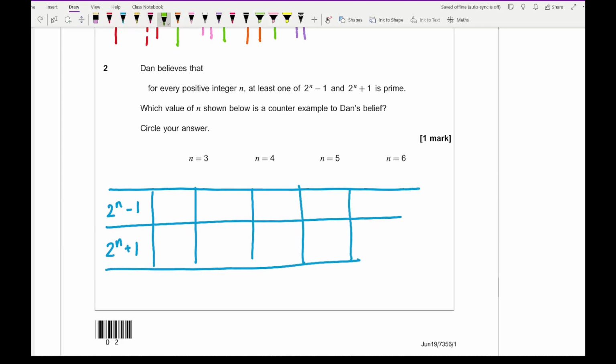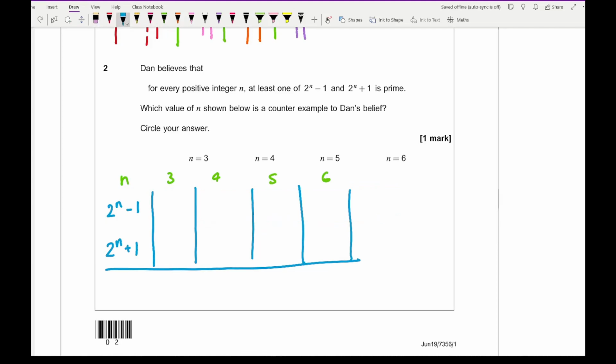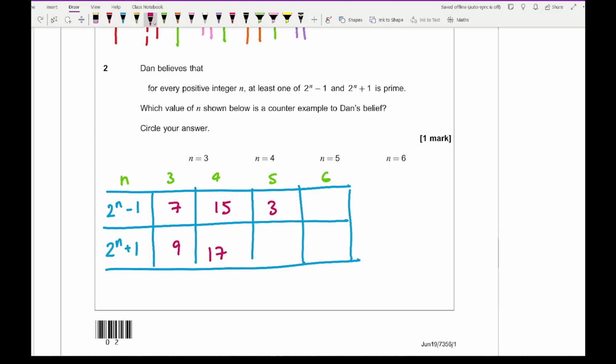If I then pick an n value, and we've got 3, 4, 5 and 6 to choose from, and if I substitute the numbers in, here I'm going to end up with 7 and 9. Here I'm going to end up with 16 take away 1, which is 15 and 17. Then I'm going to end up with 31 and 33 and 63 and 65. So looking at the columns, 7 is prime, 17 is prime, 31 is prime, and so the correct answer is going to be n equals 6.